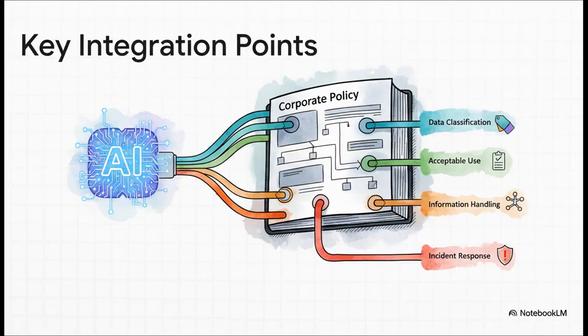So where do you plug AI into what you've already got? Well, think about these key areas. Your data classification policy. Does it clearly say what sensitive data can never go into a prompt? What about your acceptable use guidelines? Do they spell out the do's and don'ts for AI tools? Your information handling procedures need rules for prompts, and you absolutely need to update your incident response plan for what happens if an AI-related data breach occurs.